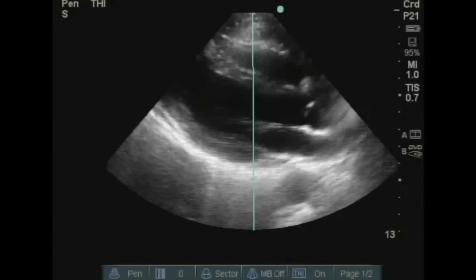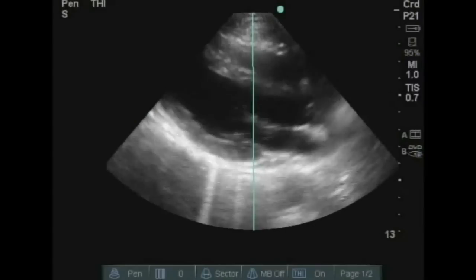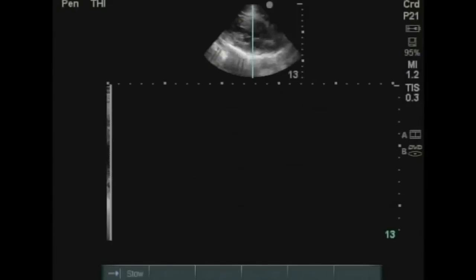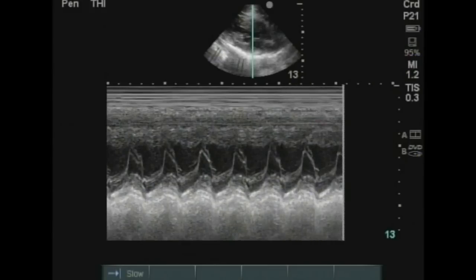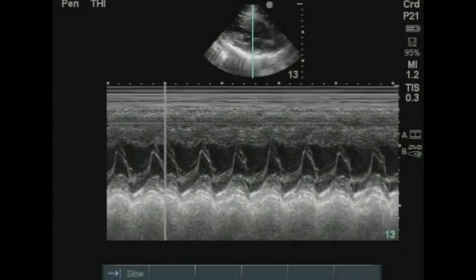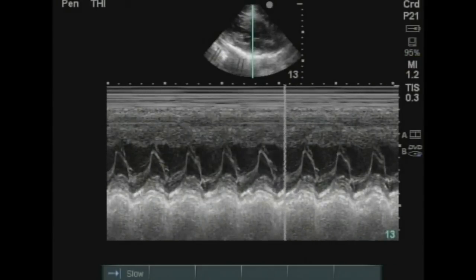M mode refers to motion mode, and what commonly happens is when you activate this, there's a motion mode or an M mode spike, and you can see here there's that green line. And what M mode means is it plots everything along that green line on the y-axis, and it plots it over time on the x-axis. And this is commonly used in things like cardiology.